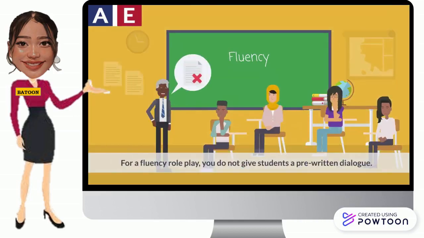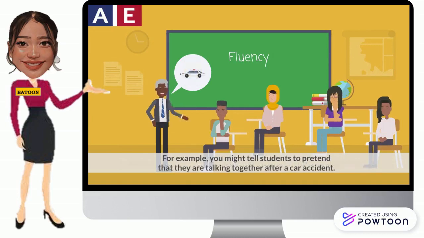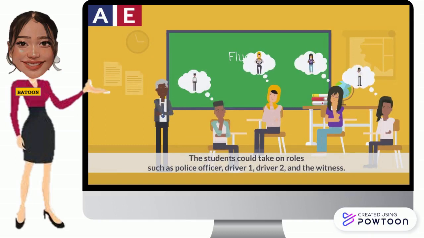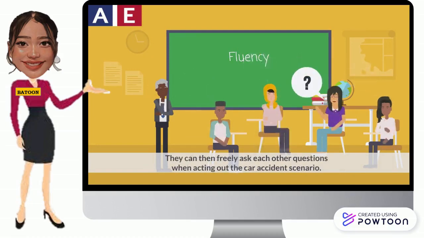For a fluency role play, you do not give students a pre-written dialogue. Instead, you assign each group of students a scenario to dialogue about. For example, you might tell students to pretend that they are talking together after a car accident. The students could take on roles such as police officer, driver 1, driver 2, and the witness. They can then freely ask each other questions when acting out the car accident scenario.